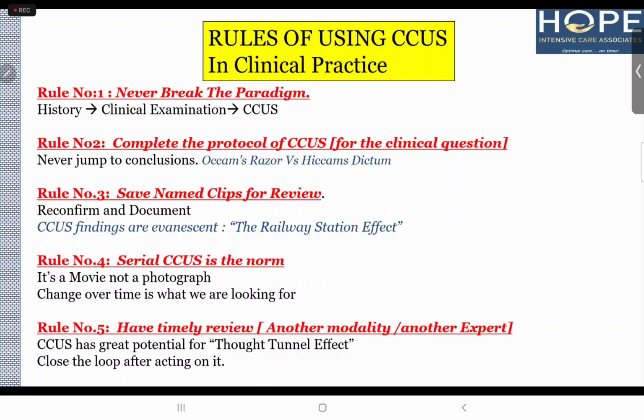Serial critical care ultrasound is the norm, which I don't need to overemphasize. Have timely review. Don't have a thought tunnel effect. For example, the patient has pericardial effusion with a little collapse of the RV, so this patient is in tamponade. But if this patient has a completely collapsing IVC, he can't be in tamponade. So look for another cause of shock. That's what it means. With this, I'll end the session.